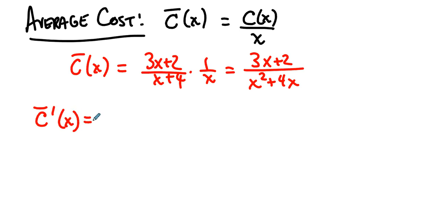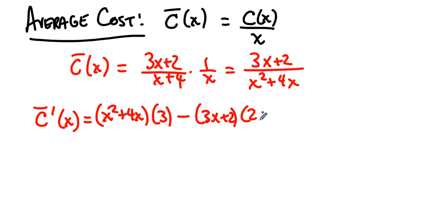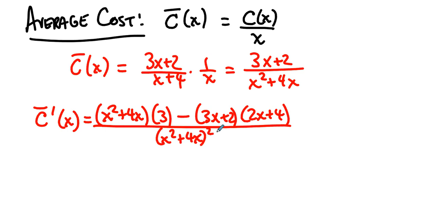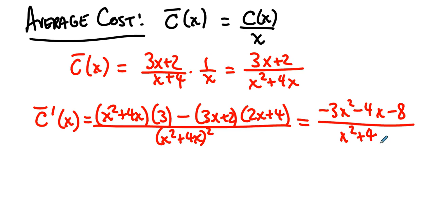Well, what do we learn if we find C bar prime? What does that show us? Well, we can do this. It's the bottom times the derivative of the top minus the top times the derivative of the bottom, all over the bottom squared. And what does that mean? Well, a little bit of algebra here. What do we learn from this?